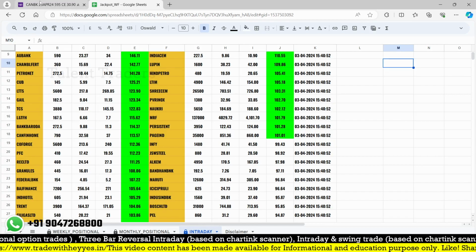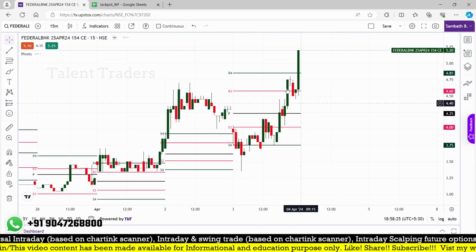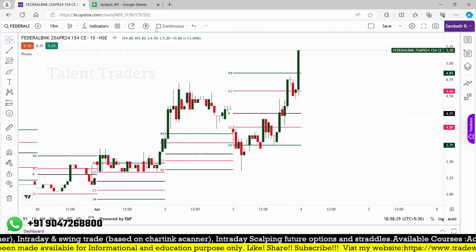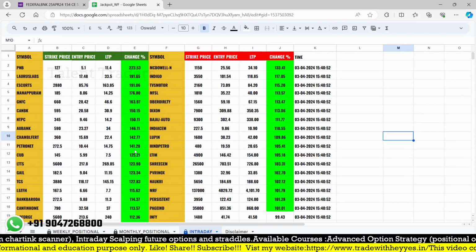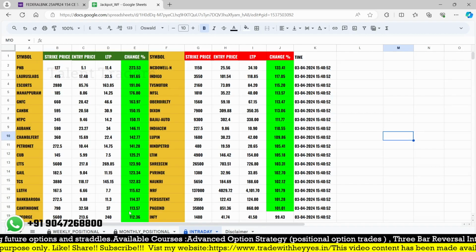Federal Bank 154. Let me check Federal Bank here. That was triggered in the closing hours, and we are not looking at this as an intraday opportunity. A lot of stocks you'll see in the top stocks, only one or two are good for intraday. I hope you understand.